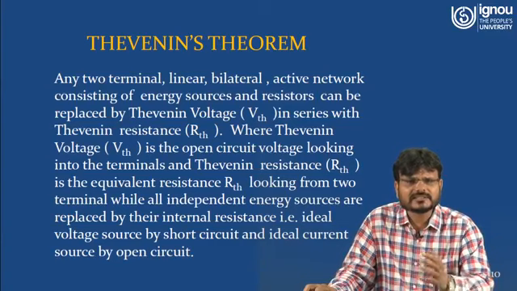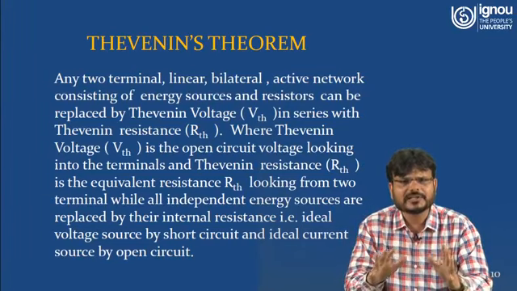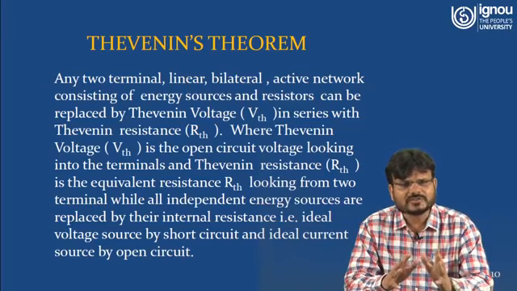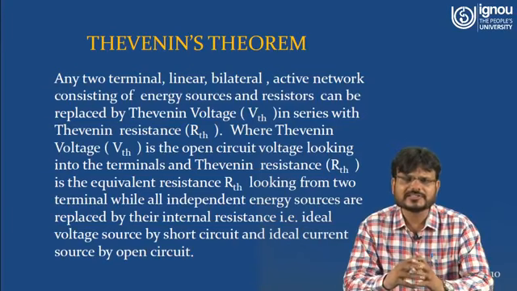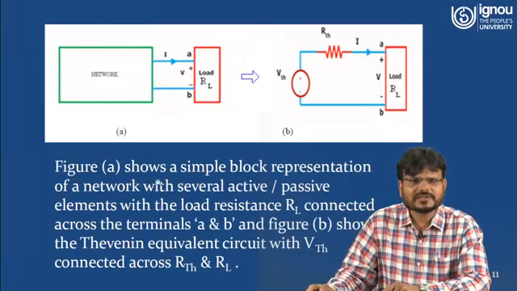And what is the RTH? RTH is an equivalent resistance, or you can say the Thevenin resistance, looking from two terminals into a network while all independent energy sources are replaced by their internal resistance. So if there is an ideal voltage source, that means you have to replace this voltage source by a short circuit. If there is an ideal current source, then you have to replace it by its internal resistance, that is by an open circuit.